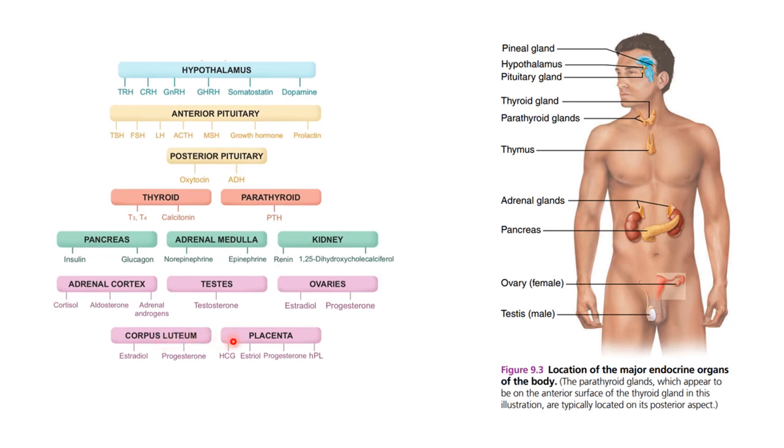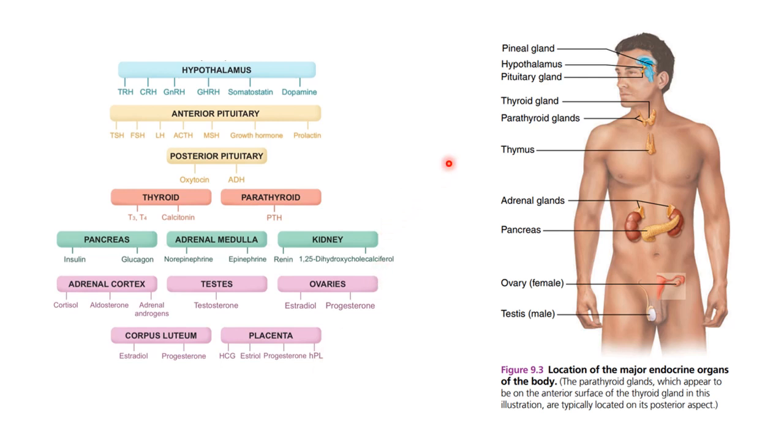Lastly, you have the placenta, which is formed from the zygote, the meeting of sperm cell and egg cell. And that in itself, aside from serving as the respiratory organ and the organ of elimination of the fetus, also serves as a gland, where human chorionic gonadotropin, estriol, progesterone, and human placenta lactogen are formed.